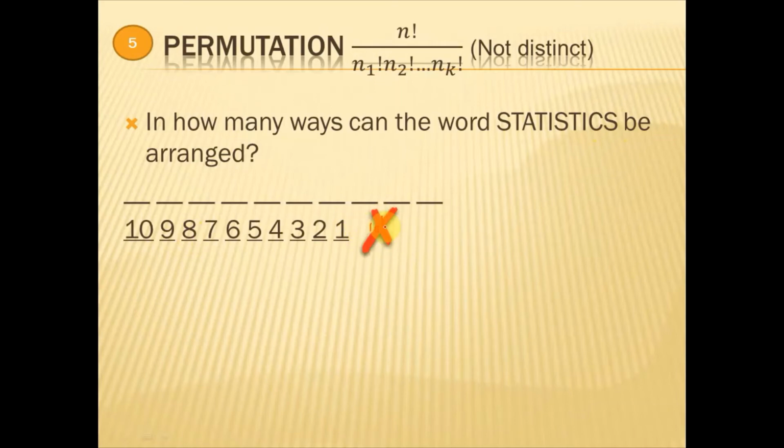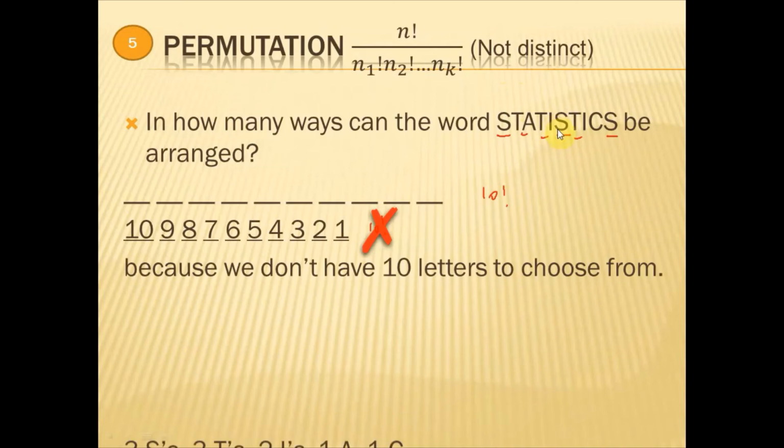Bukan. Sebab apa? Sebab S ni ada 3 S. So bila you nak buat yang 10 factorial tu, semua tu kena lain. Macam ada warna biru, warna merah, semua kena lain. Bila ada sama macam ni, you tak boleh buat 10 factorial ni. And then you see here, T pun ada 3. And then I pun ada 2. So we cannot use it because we don't have 10 different letters to choose from.